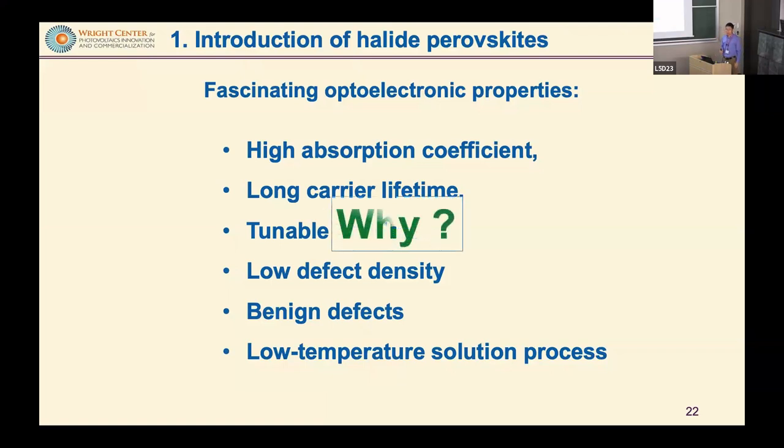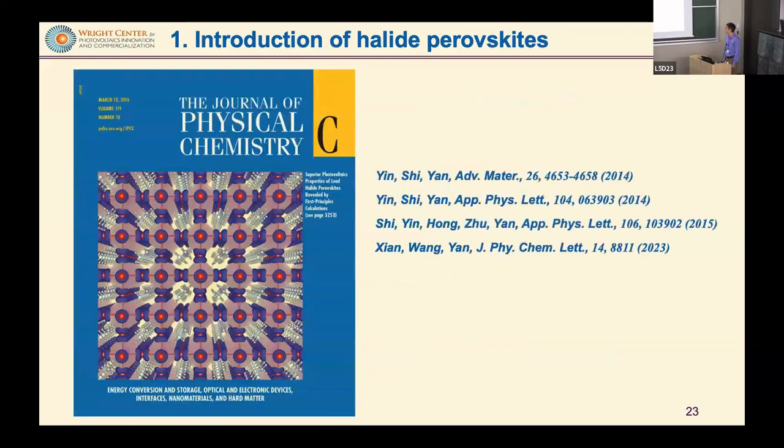So the question is why. Why can the perovskite have these properties? Over the last decade, we have done quite a bit of theoretical investigation, starting from the first theoretical paper in this field. We tried to understand the electronic properties, the optical properties, and also the defect properties. We came up with some good theoretical understanding about this material and why it's so good, and that also provides us some guidance on how to engineer the material to make it better.